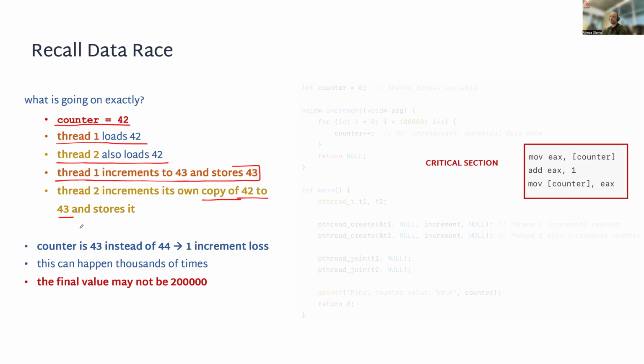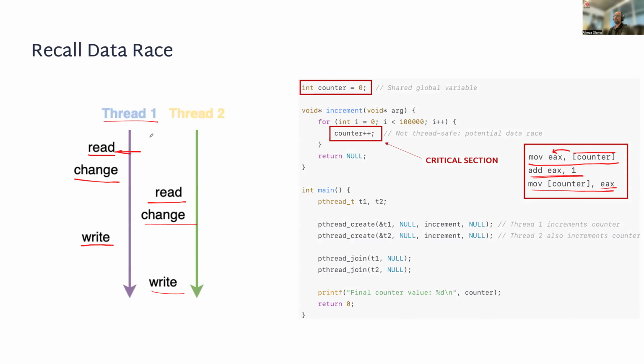And when you have a lot of iterations, this can happen thousands of times. That's why instead of 200,000, you have a much smaller value, right? That's because you have this critical section, and this data is shared among threads, and more importantly, the threads can write in this section. If both threads only read this value, there wouldn't be a problem. But because at least one of them is writing, that's the issue.